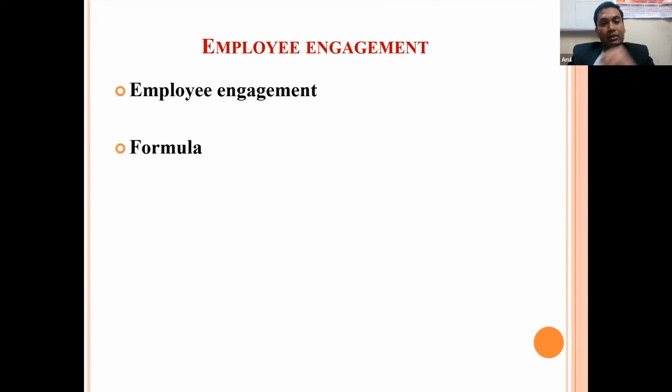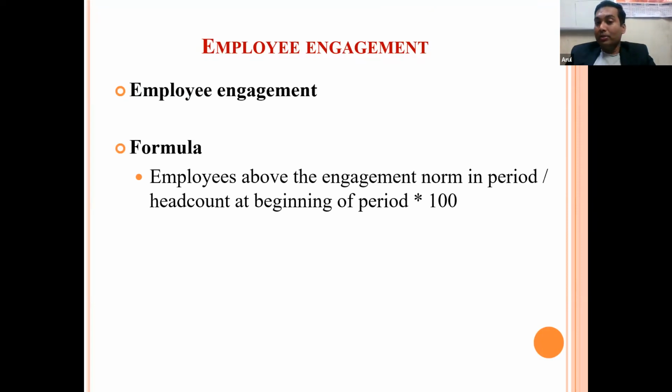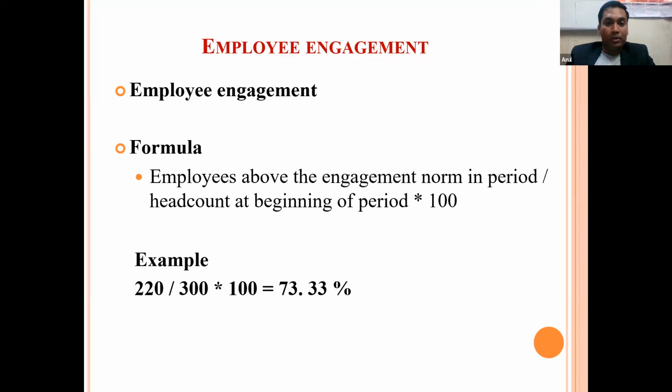Right. So the formula: employees above the engagement norm in the period, by headcount. 220 people divided by 300 people. The total number of people is 300, and out of 300, 220 people are engaged employees. Which means the employee engagement rate at the organization is 73%. So the remaining 27% of employees are not engaged properly. Got it? I hope you got it, all of you.